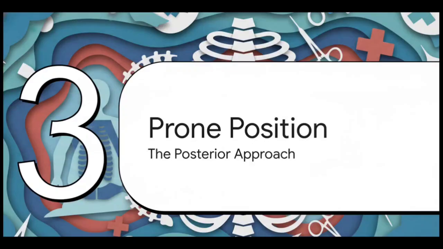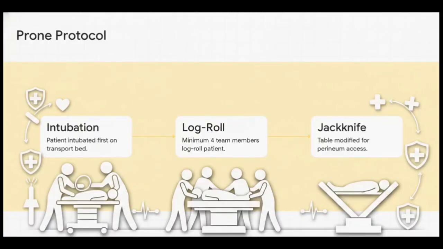All right, let's shift to Section 3, Prone Position Mechanics, the posterior approach. The prone position, meaning face down, is primarily used for spinal surgery and extralevator abdominoperineal excisions for rectal cancer. And let me tell you, it is highly complex to execute safely. Step 1. The patient is intubated first. This absolutely has to happen while they are still on their back on the transport bed. Step 2. A minimum of 4 team members perform a very careful log roll maneuver to turn the patient face down onto the operating bed.